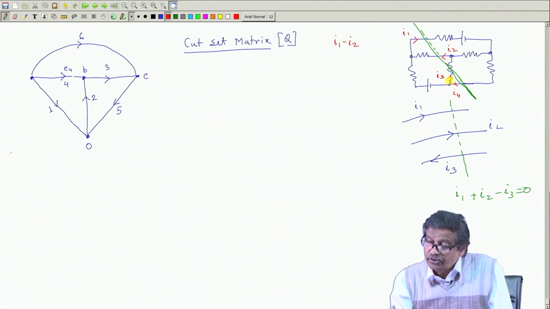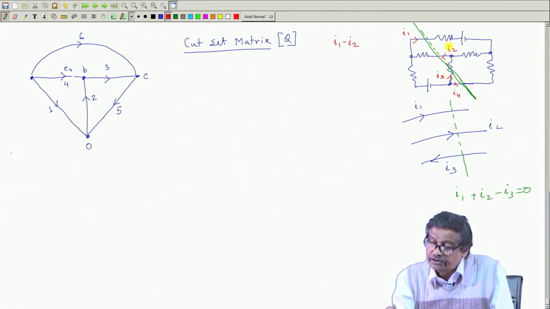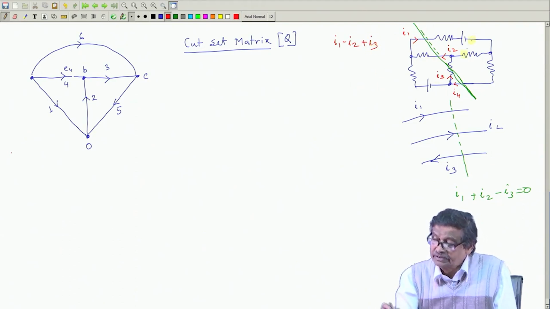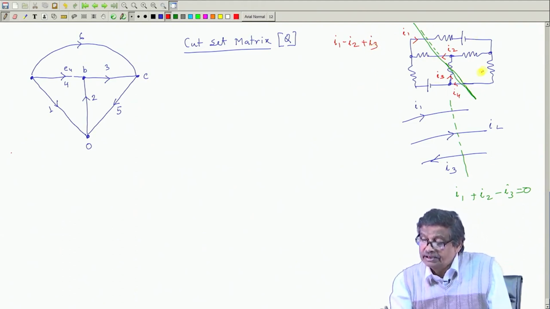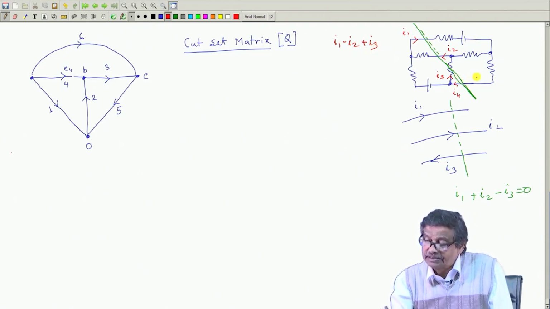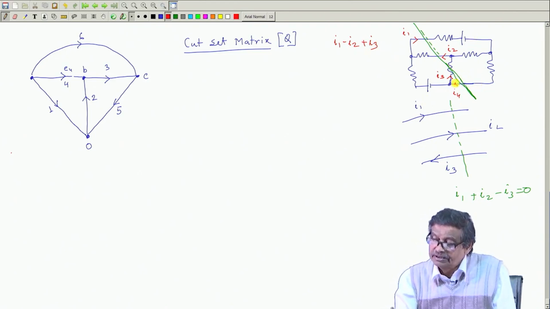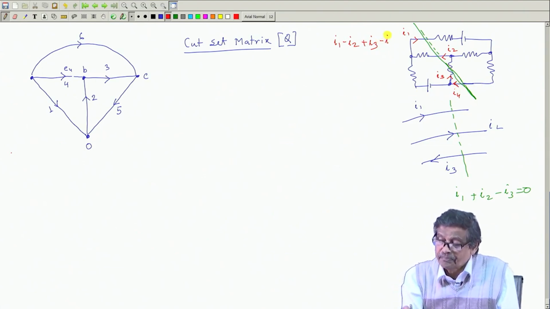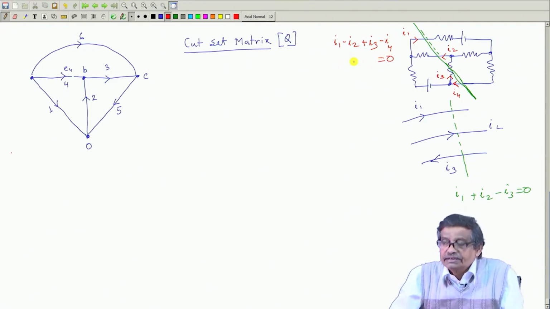Then this is also crossing this surface from top to bottom, in the same sense as that of I 1. So, plus I 3. And this one is crossing from this side to this side, because of the arrow I have put. So, that will be minus I 4. That will be equal to 0, it has to be 0. That is the interesting part of it.